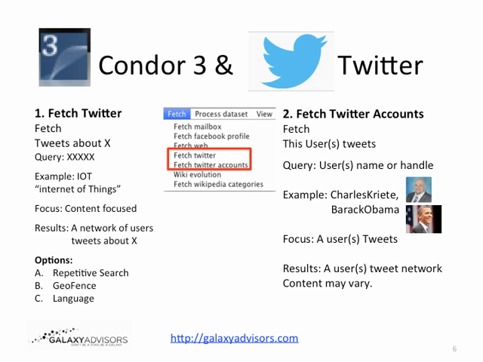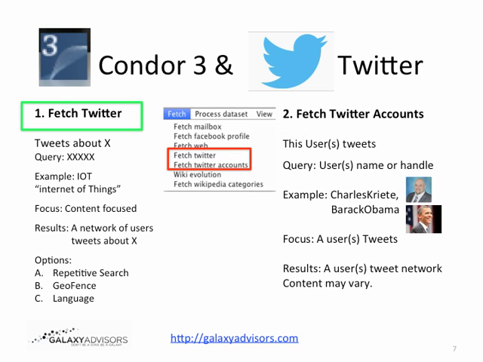In contrast, our second option, Fetch Twitter accounts, means fetch this user or user's tweets. So the query is the user's name or handle. For example, Charles Cricht is a person who tweets often about the Internet of Things, and Barack Obama is the President of the United States, who tweets about just about everything. So again, Twitter accounts is I want to focus on a person and their tweets. The result is a user tweet network, and the content may vary.